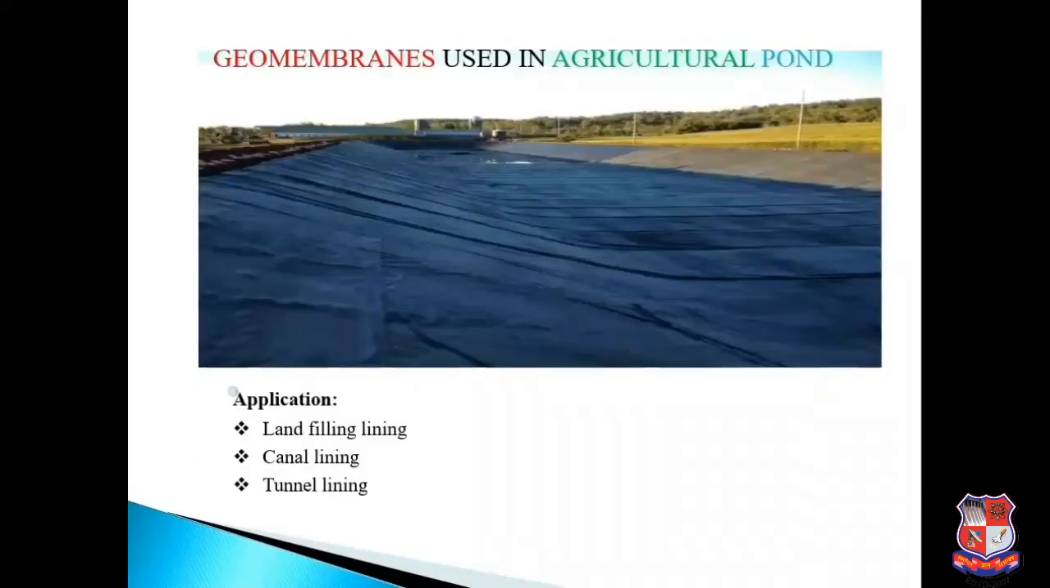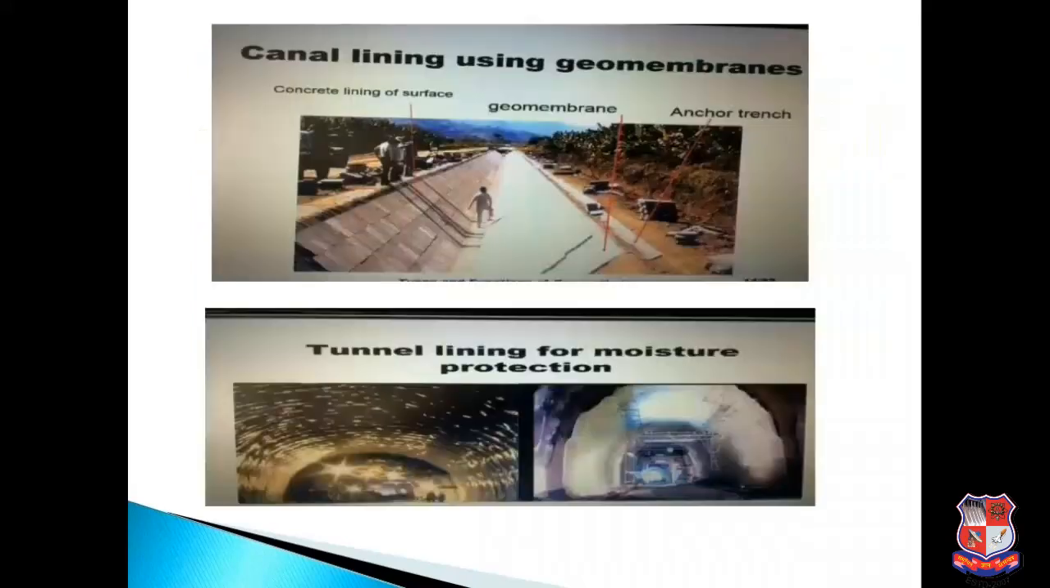Geomembrane is used in agriculture ponds, you can see in the image. Applications are landfill lining, canal lining and tunnel lining. Canal lining is also seen in the image and tunnel lining you can see in the image.